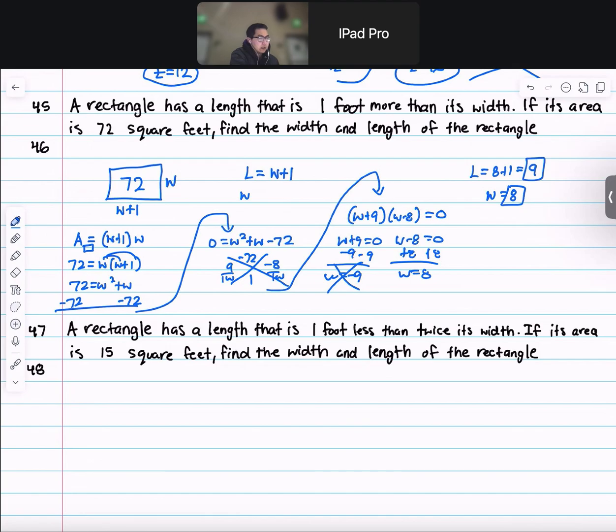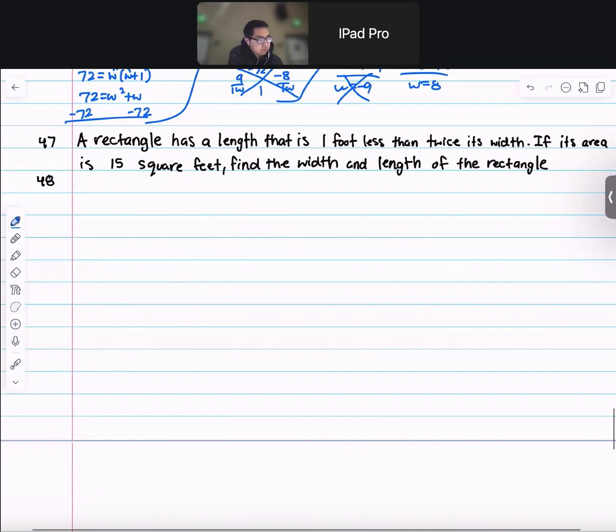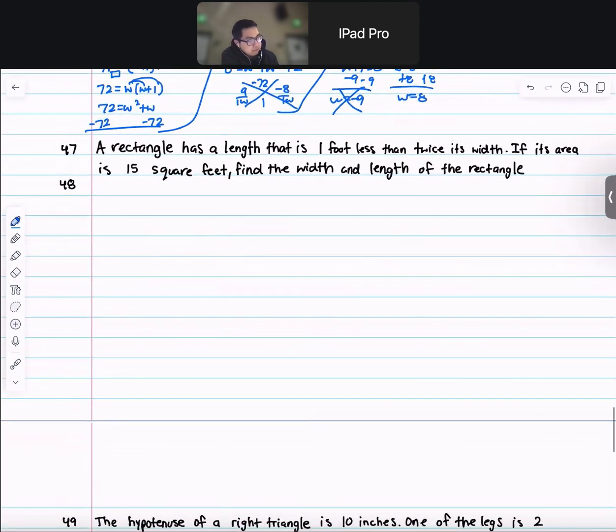47 and 48, you guys, right? So again, we know the length of something. It says 1 foot less than twice its width. Okay, twice its width is 2 times w, and 1 less than that would be 2w minus 1. We know the width, you guys, is just w, right? We have another rectangle, and it has an area of 15. So the length is 2w minus 1, and the width is w.